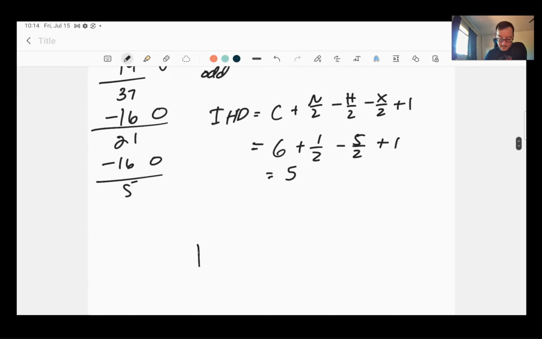Is it a fair assumption, when you have an IHD of 5 or above, that there will be a benzene, or should I not make that assumption and still look for double bonds and triple bonds? I mean, it's generally safe. Okay. Generally, of course, there may be exceptions, but generally.